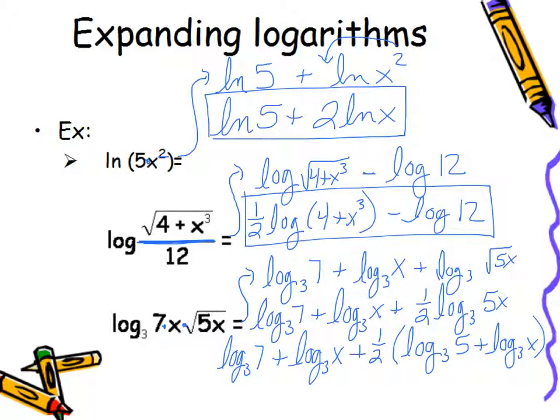I'm kind of out of room here, but if you have room, you probably are going to distribute that 1/2 so you can be rid of your parentheses on that, and just go with a plus 1/2 log base 3 of 5 plus 1/2 log base 3 of x. All right, now if you were getting really particular, you could probably combine a few like terms in there, but at this point, we've expanded it all. Let's go ahead and just leave it like that.